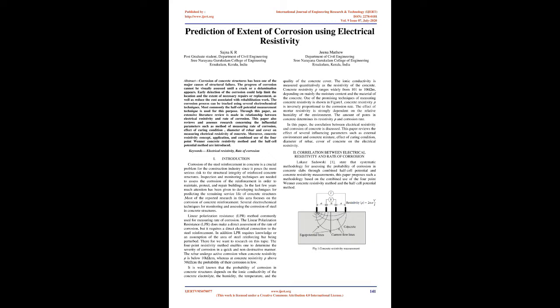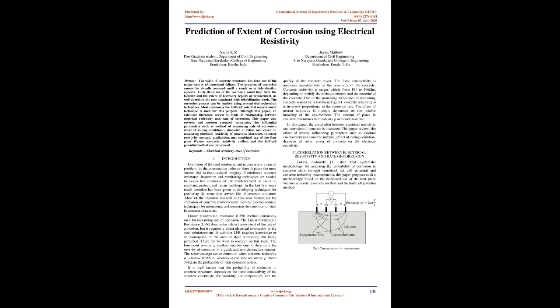Inspection and monitoring techniques are needed to assess the corrosion of the reinforcement in order to maintain, protect, and repair buildings. In the last few years much attention has been given to developing techniques for predicting the remaining service life of concrete structures. Most of the reported research in this area focuses on the corrosion of concrete reinforcement. There are several electrochemical techniques for monitoring and assessing the corrosion of steel in concrete structures.